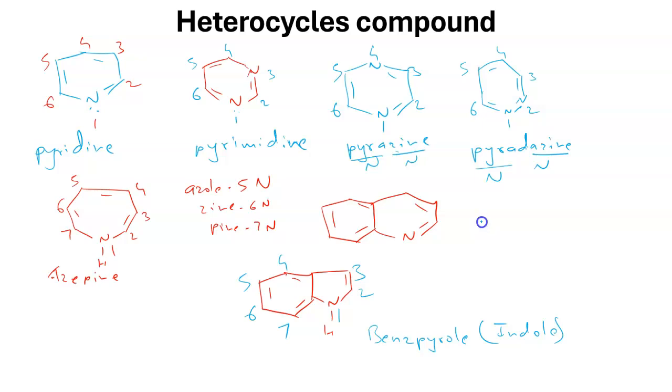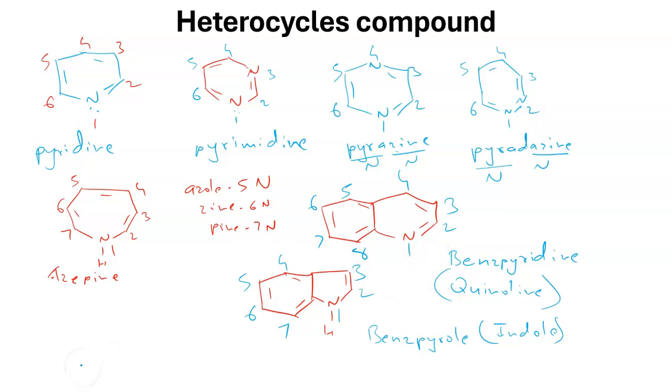Now the next is benzpyridine. Benz is for the benzene ring, and pyridine is for the pyridine ring. The common name for this compound is quinoline. Usually you will see it written as quinoline, not benzpyridine, like indole. Numbering will start from the heteroatom nitrogen: 1, 2, 3, 4. Leave the bridge carbon; 5, 6, 7, 8. So these are the correct numbering for quinoline.